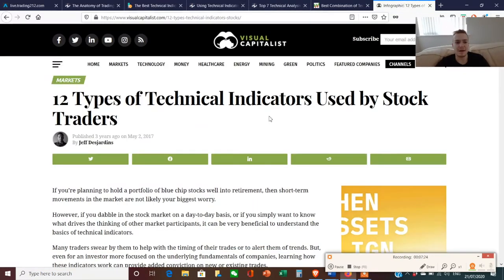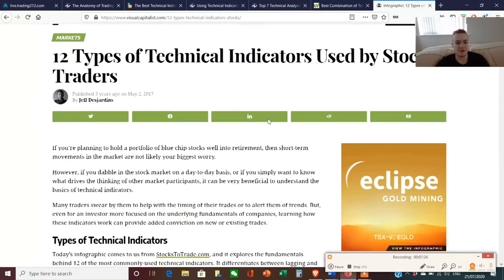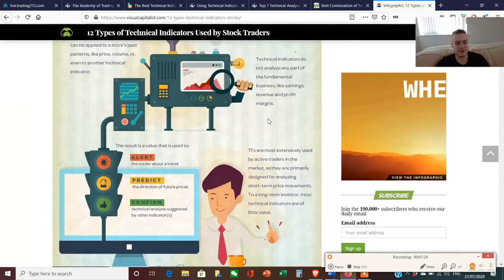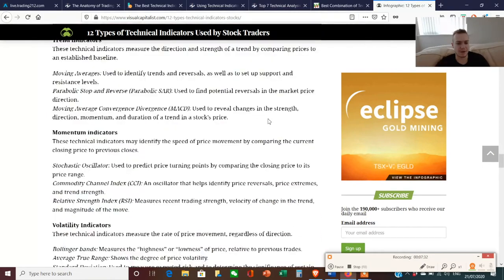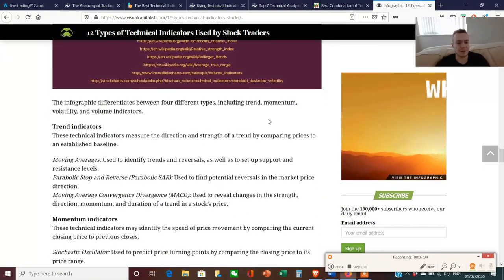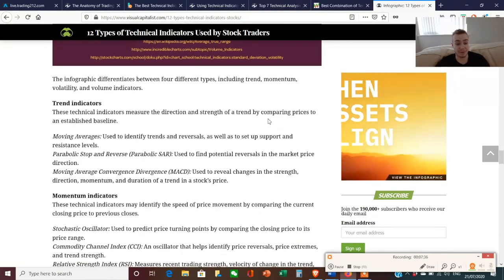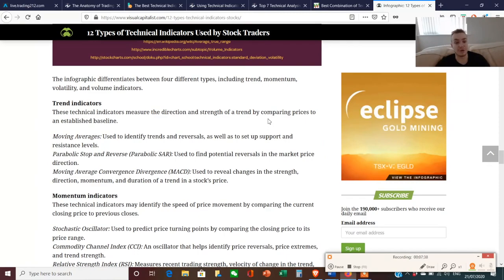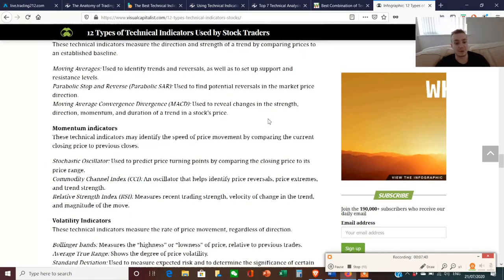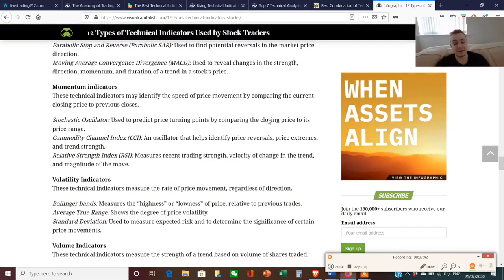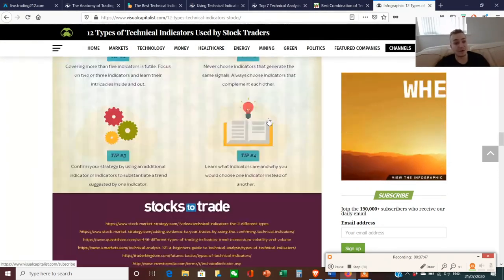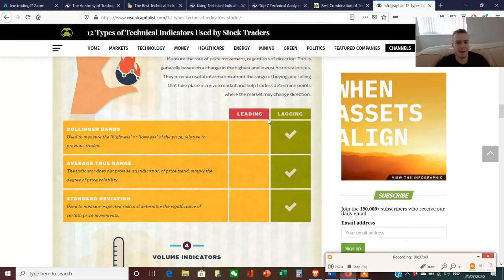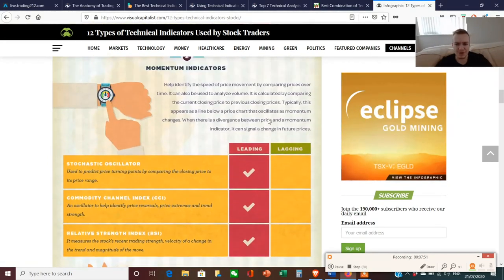Here, the 12 types of technical indicators. This one goes into the fact that you have things such as trend indicators, which were the lines I drew, but also moving averages. Then you have momentum indicators, volatility indicators, and volume indicators, so that might be a good article for me to drop in there. And this actually gives graphs as well.